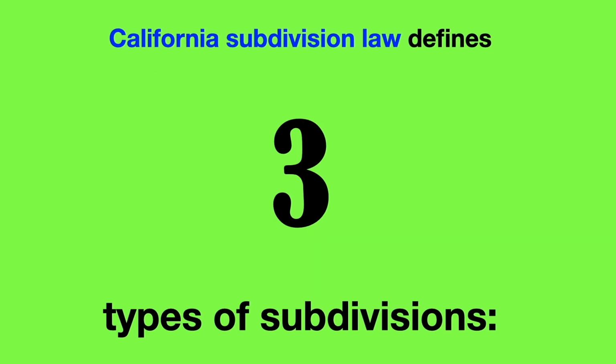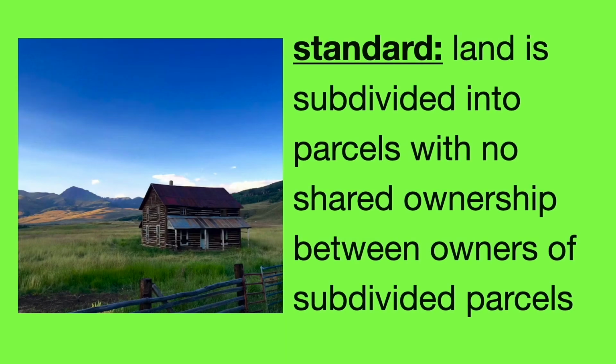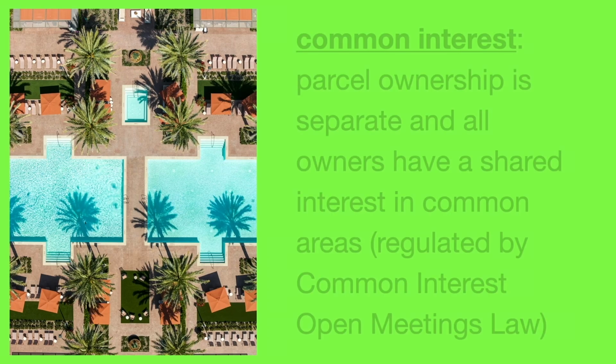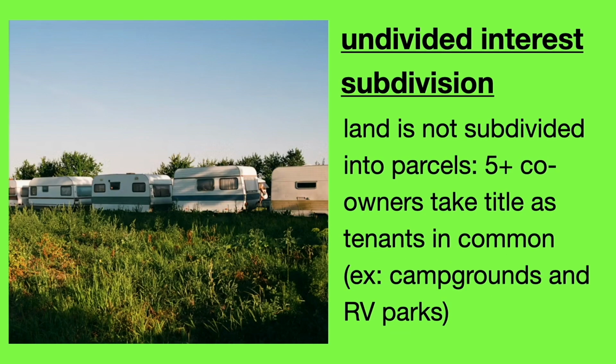California subdivision law defines 3 types of subdivisions. Standard subdivision, where land is subdivided into parcels with no shared ownership between the owners of the subdivided parcels. Common interest subdivisions, where parcel ownership is separate and all owners have a shared interest in common areas, regulated by common interest open meetings laws. And undivided interest subdivision, where land is not subdivided into parcels. 5 or more co-owners take title as tenants in common. Examples of this are campgrounds or RV parks.